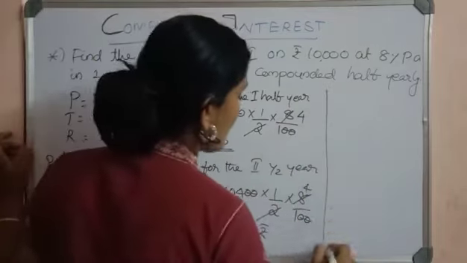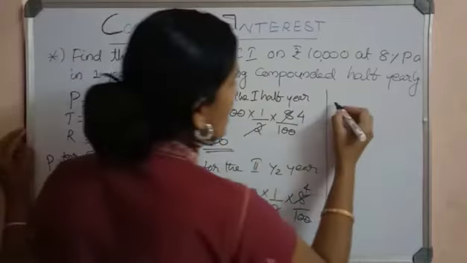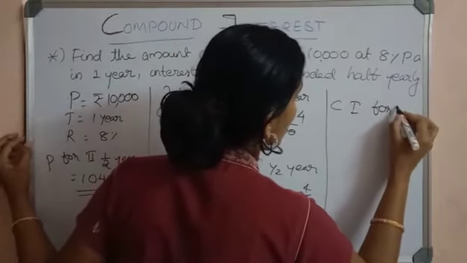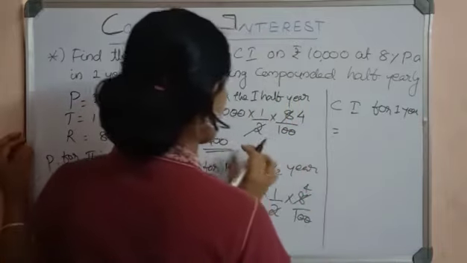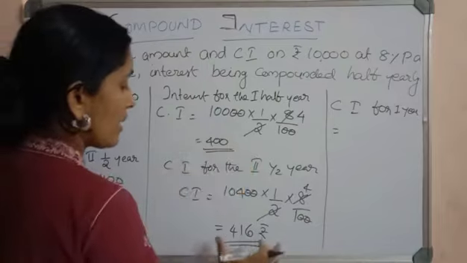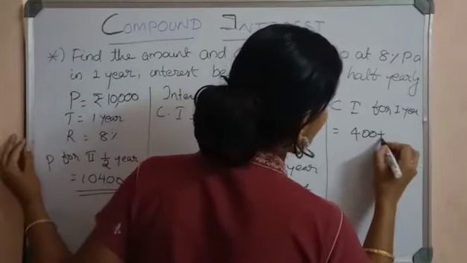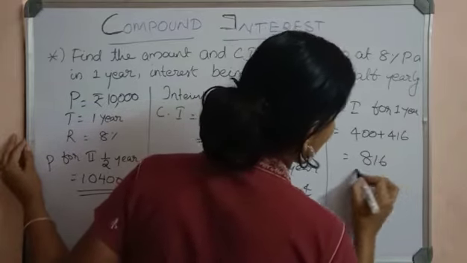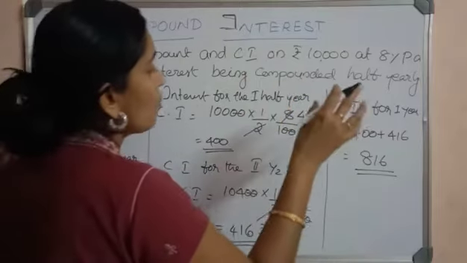So let's find the compound interest for the entire 1 year. So CI for 1 year. CI for 1 year is the interest earned in the first half year as well as the interest earned in the second half year. That is 400 plus 416. Together it makes 816. This is the compound interest for the entire 1 year.